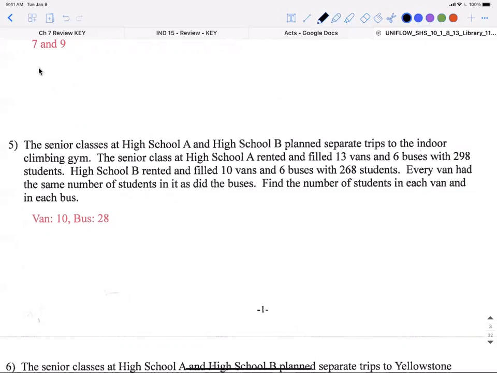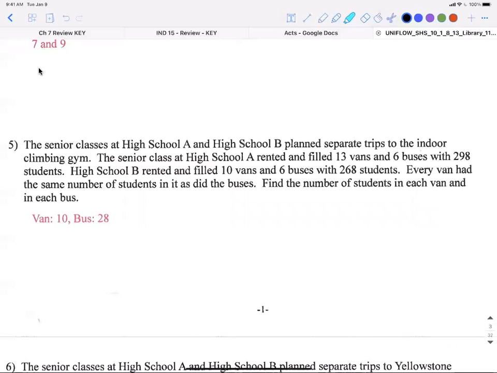And this is a good example where I can use variables that make sense. So I've got high school A and high school B going on separate trips. The senior class at high school A rented and filled 13 vans and 6 buses for a total of 298 students. High school B rented 10 vans and 6 buses for a total of 268 students. Every van had the same number of students in it as did the buses. Find the number of students in each van and each bus.